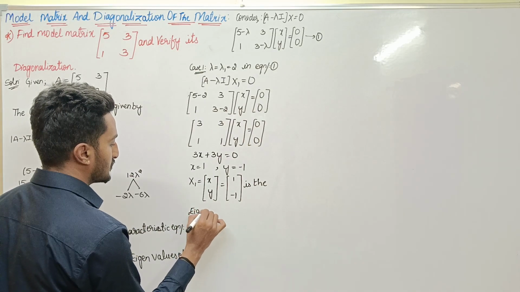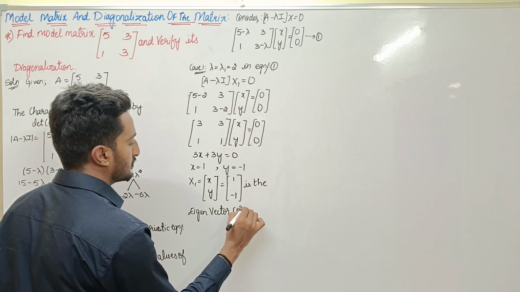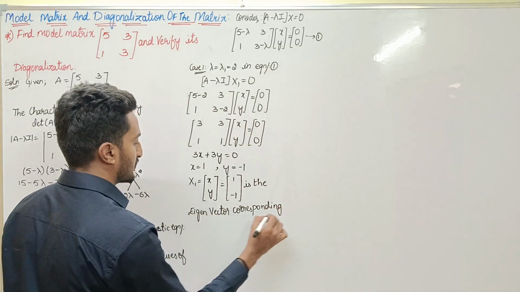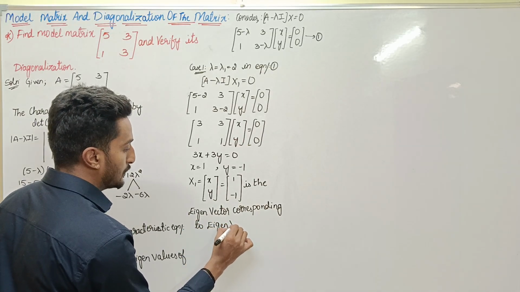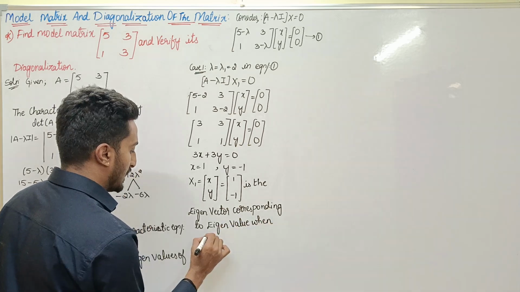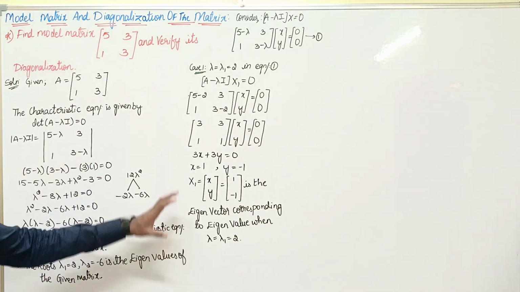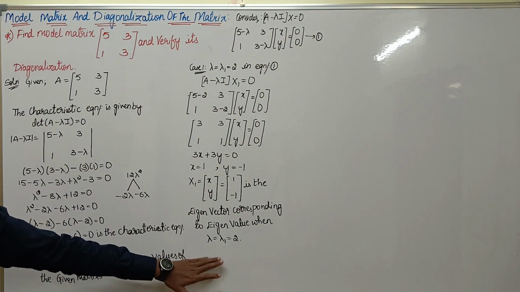Then the unknown x1, which is equal to x, y, is 1, minus 1, the eigenvector corresponding to the eigenvalue lambda equal to lambda 1 equal to 2. Done. The first case, lambda equal to lambda 1 equal to 2, we have found.